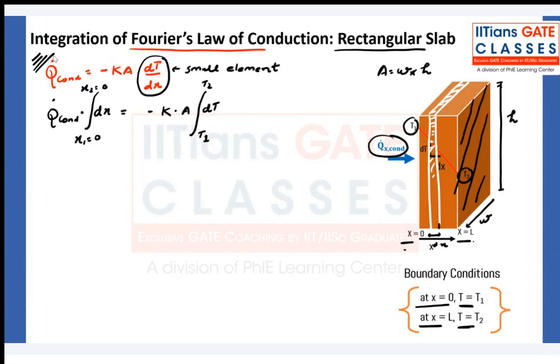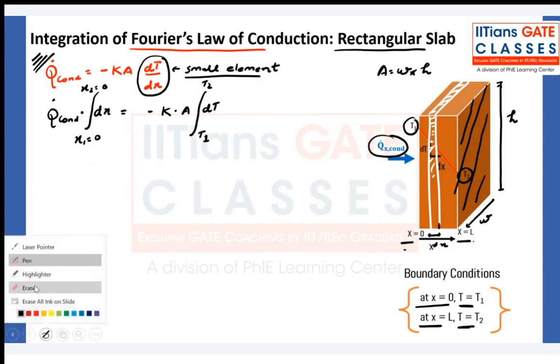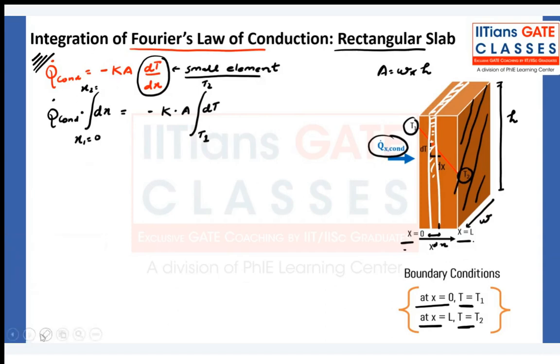Okay, chalo theek hai. Now we need to integrate. So this is for a small element. In order to find out the heat transfer in the whole rectangular slab, we will integrate it for the whole length. This is x1 equals 0, this is x2 equals L. Here x is equal to 0, here x is equal to L.